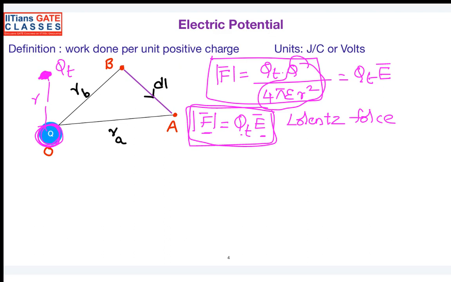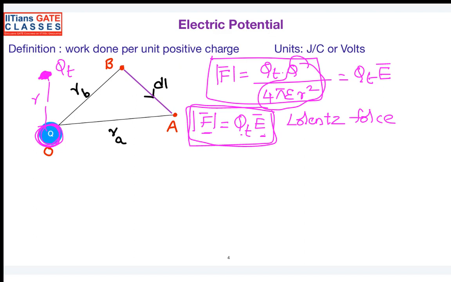Yeah, the direction of the force is the same as the direction of the electric field intensity. When you consider any point in space, the direction of the electric field intensity at that point is the same as the direction of the force.